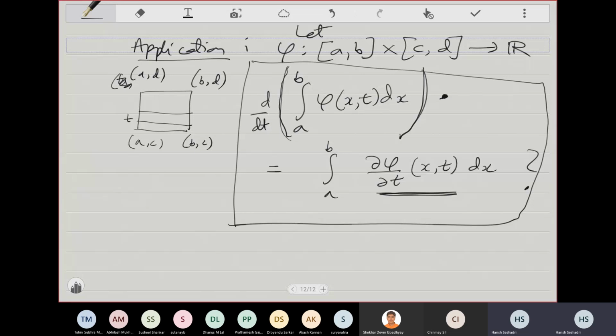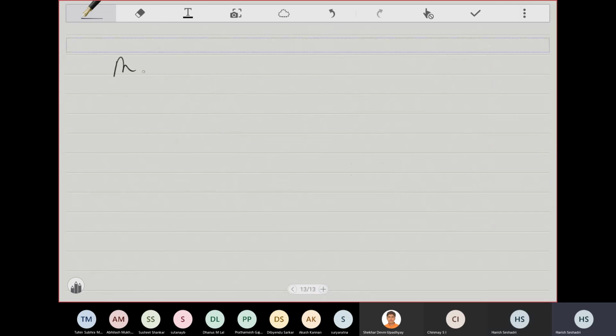But even assuming everything was nice, say for example, phi is C1, let us say, then it's not clear why this should be true. Why should first taking the derivative and then integrating give the same answer as the other way around? The thing is, it is true under some very minimal conditions on phi, lesser than C1. In fact, you don't even need C1. You need something slightly different actually.